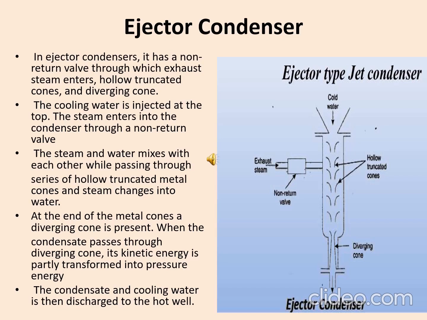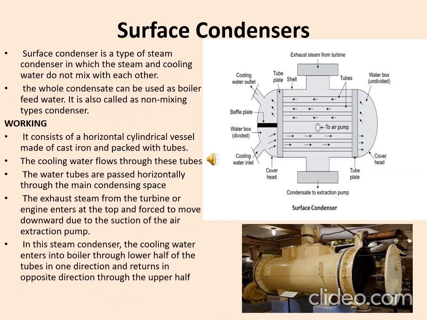Okay. So now we'll discuss the ejector condenser. So what are the parts of the ejector condenser? One non-return valve is there. So many hollow truncated cones are there and one diverging cone is there. Okay, these are present in our ejector condenser.